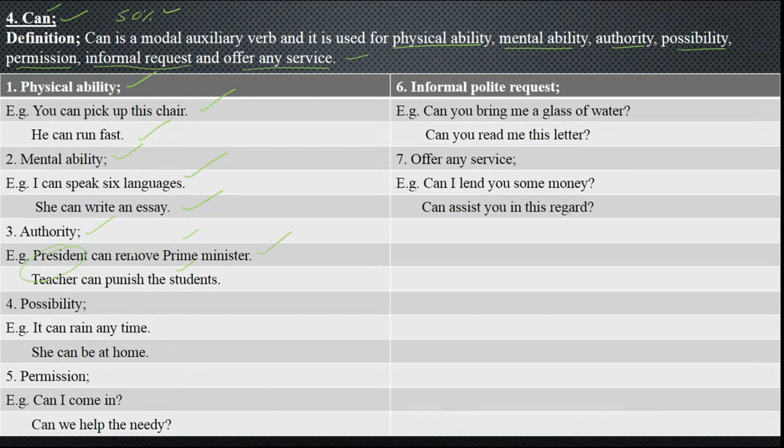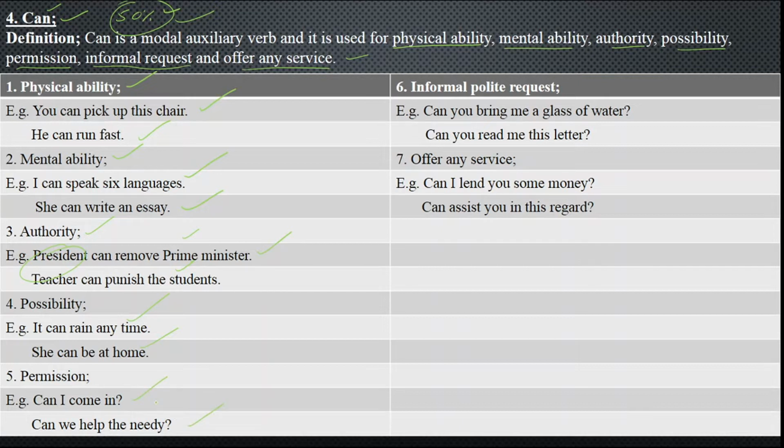After that, we have got possibility, and I told you possibility will be of 50%. Like I say, it can rain anytime. It is the possibility of an action. And she can be at home, the possibility that she is at home. Number five, it is used for permission. When you are asking for permission, you will be using modal auxiliary verb can, like, can I come in? Permission. And can we help the needy?